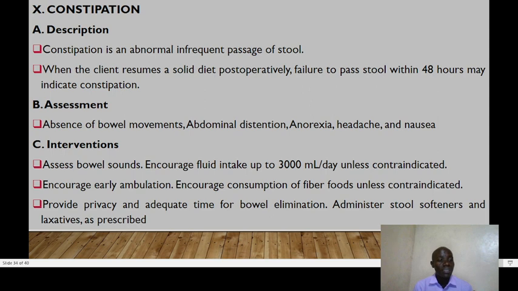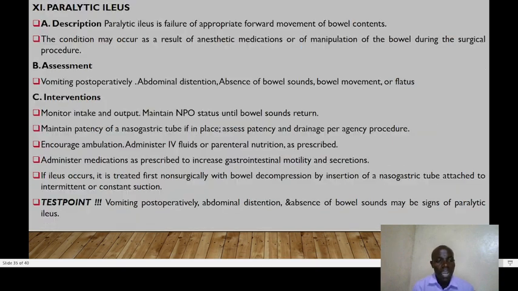So in terms of intervention, you need to assess for the bowel sounds. You need to encourage these patients to have a fluid intake of around 3 liters per day, unless contraindicated. Encourage the patient's early ambulation and encourage consumption of fiber foods unless contraindicated. Also provide privacy and adequate time for bowel elimination. You need to administer stool softeners and laxatives as prescribed.